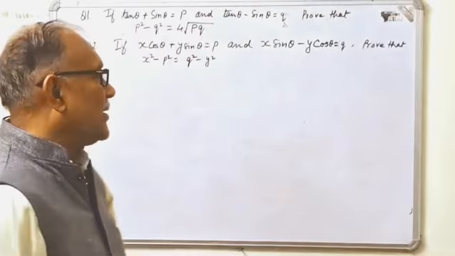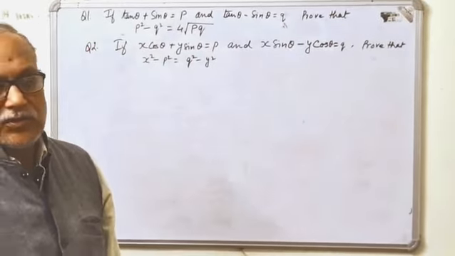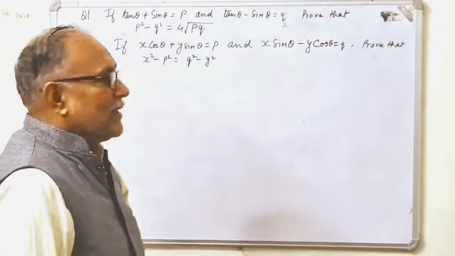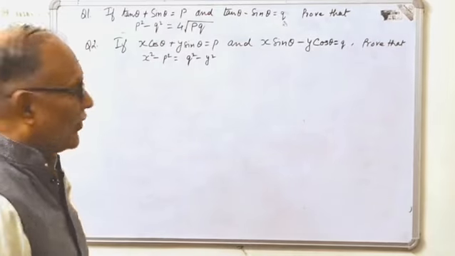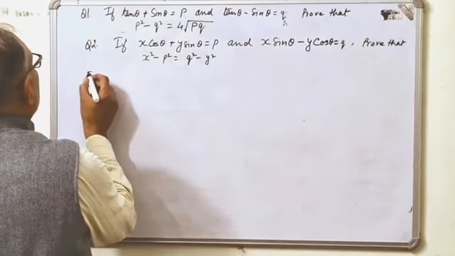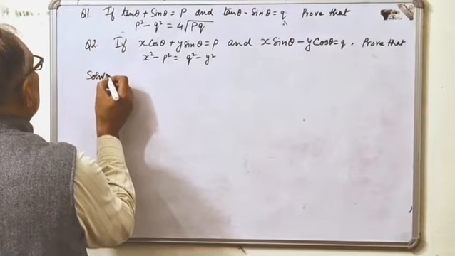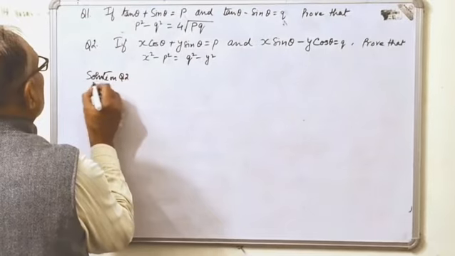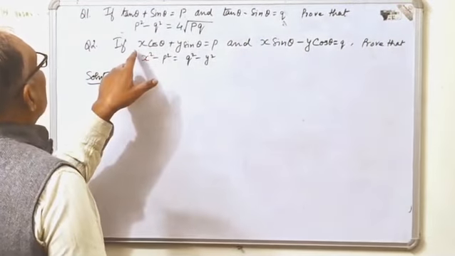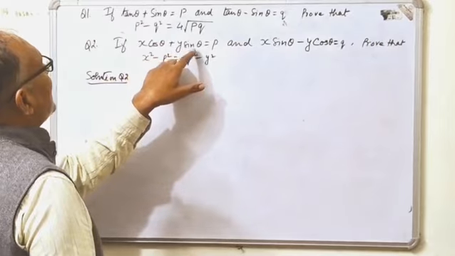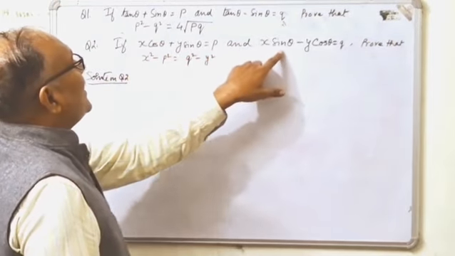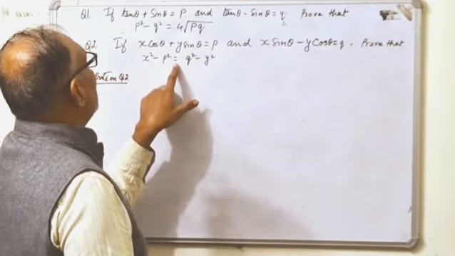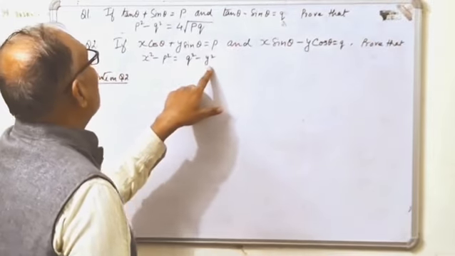Now come to the solution of question number 2. The solution of question number 2 is rather very simple by using the trigonometric identity. So let us see how it can be proved. Now the solution of question number 2. If x cos theta plus y sin theta equals p and x sin theta minus y cos theta equals q, then prove that x square minus p square equals q square minus y square.